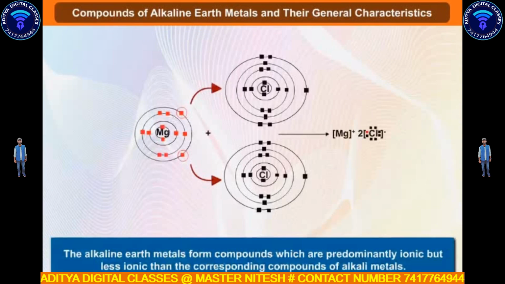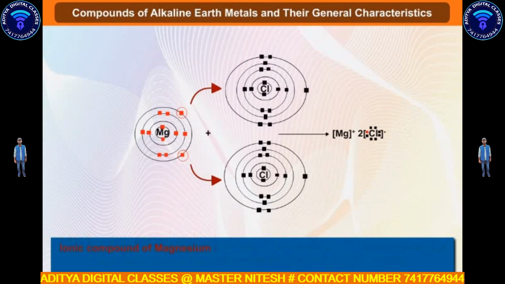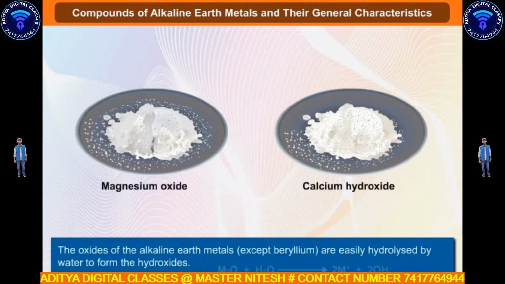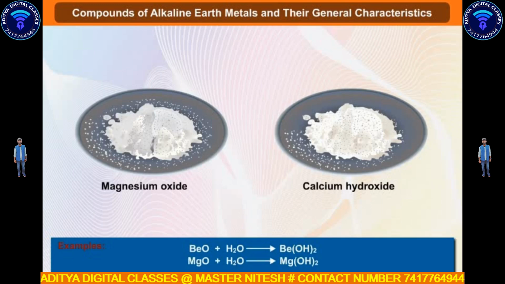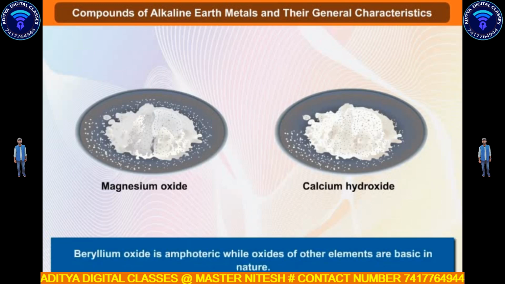The alkaline earth metals form compounds which are predominantly ionic, but less ionic than the corresponding compounds of alkali metals. Magnesium reacts with chlorine to give an ionic compound, magnesium chloride. The oxides of the alkaline earth metals, except beryllium, are easily hydrolyzed by water to form the hydroxides. Beryllium oxide is amphoteric, while oxides of other elements are basic in nature.